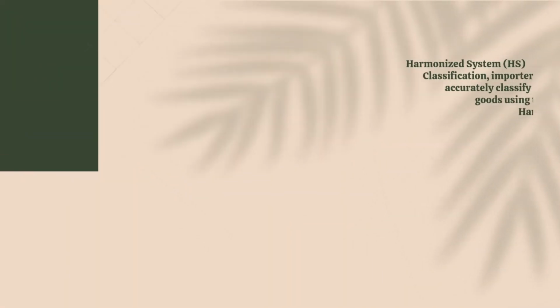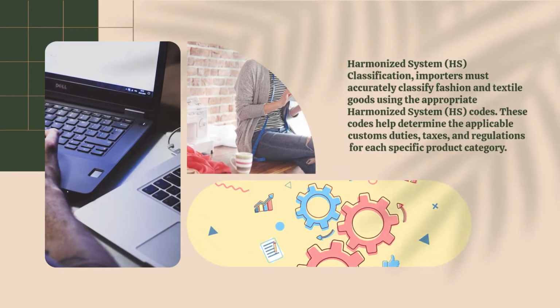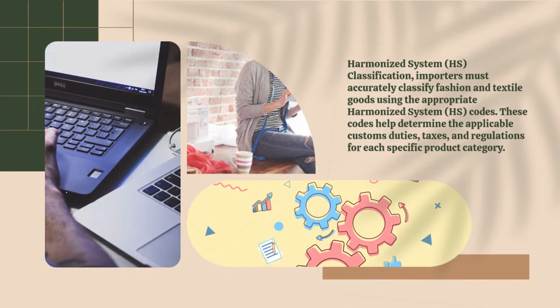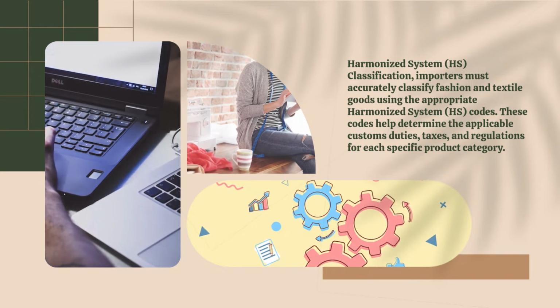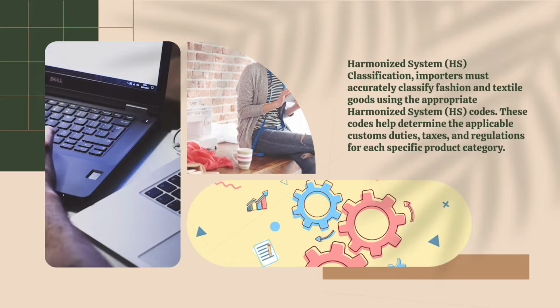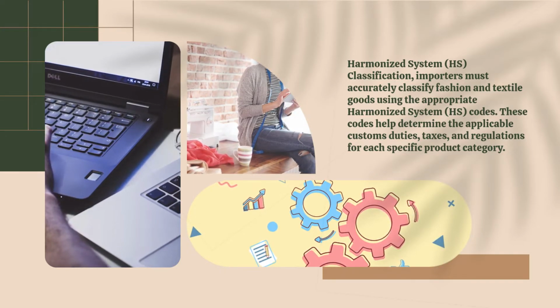Harmonized System, HS, classification. Importers must accurately classify fashion and textile goods using the appropriate Harmonized System, HS, codes. These codes help determine the applicable customs duties, taxes, and regulations for each specific product category.